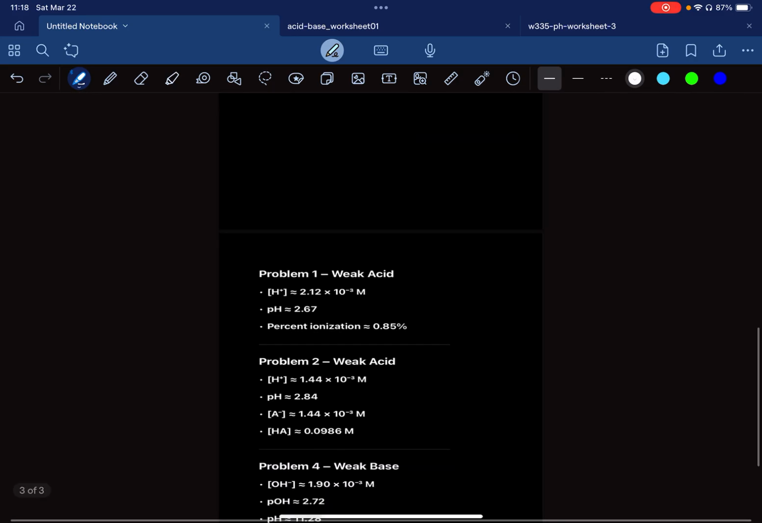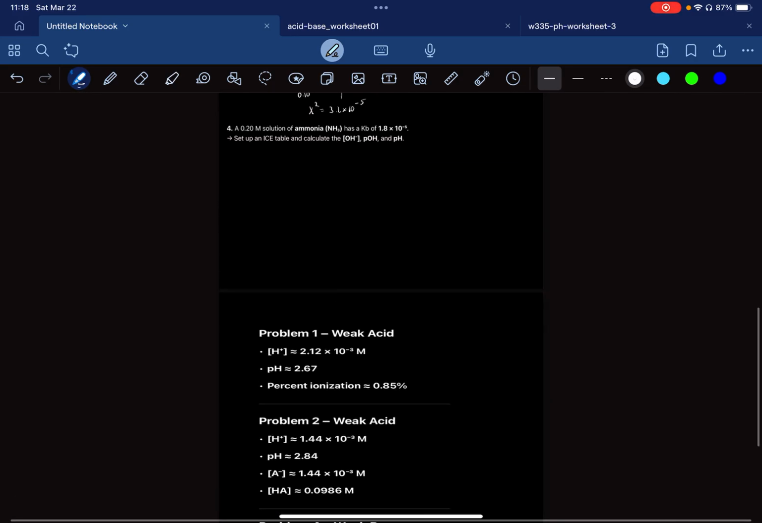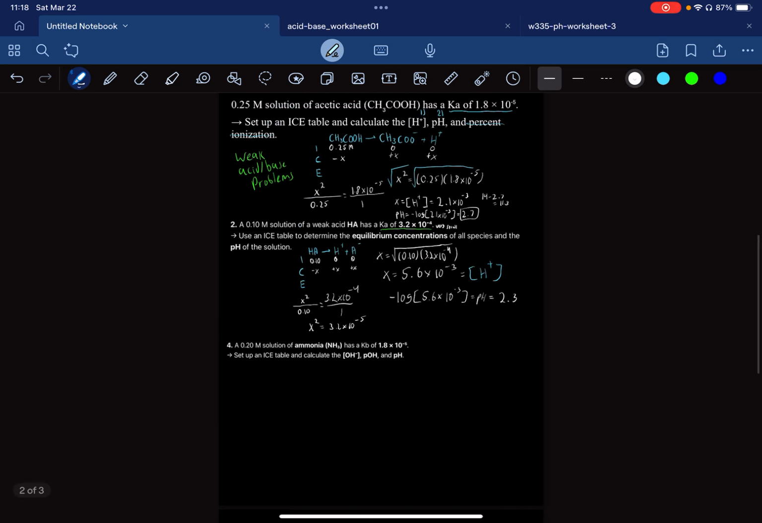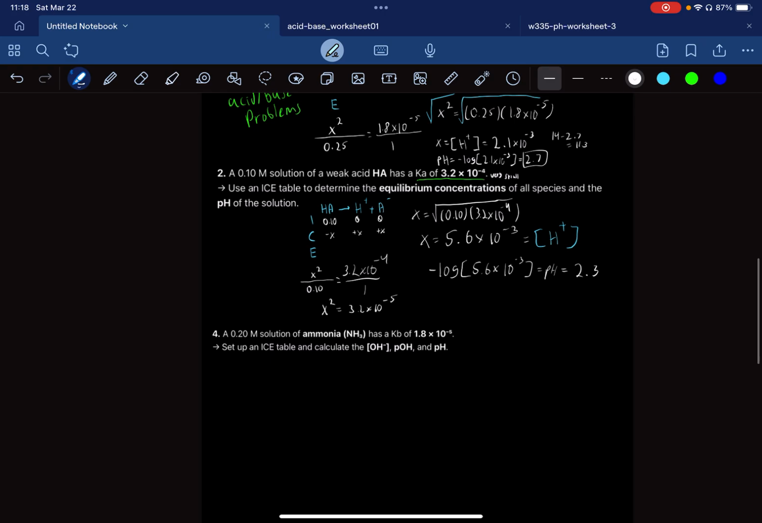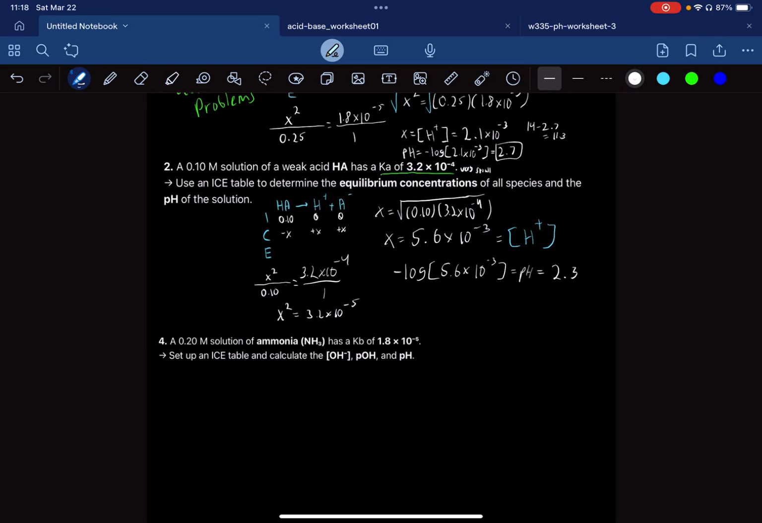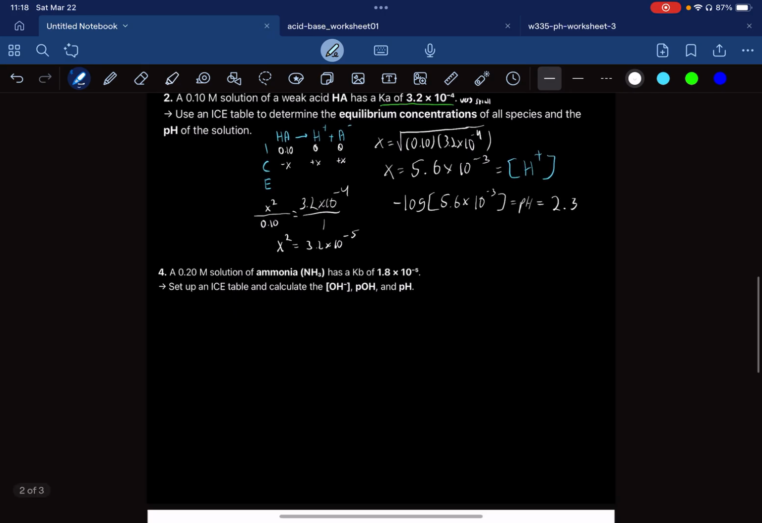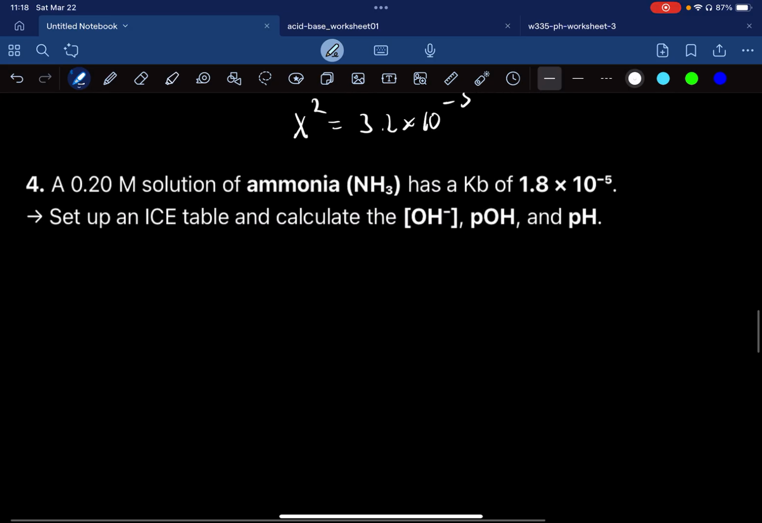Again, these questions are from ChatGPT. I couldn't find any weak acid and base problems from the internet, like worksheets. So I had to resort to these questions, but these are the similar type of questions you're going to see on an exam. As long as you understand how to do it, that's all that matters. All right.